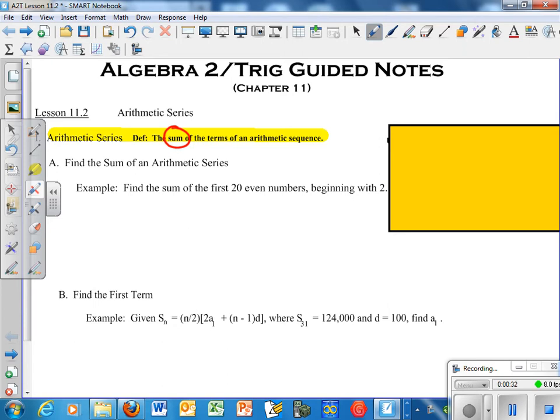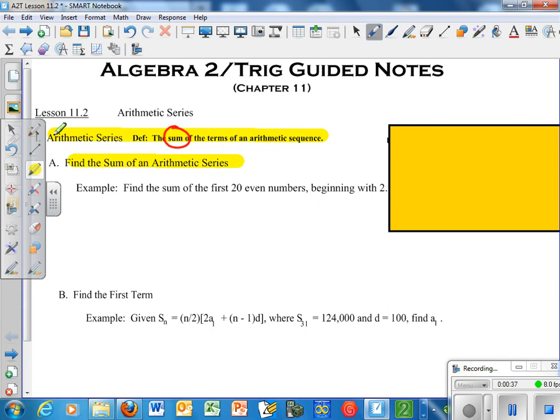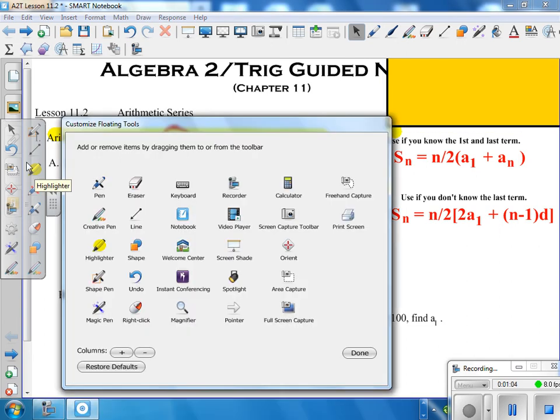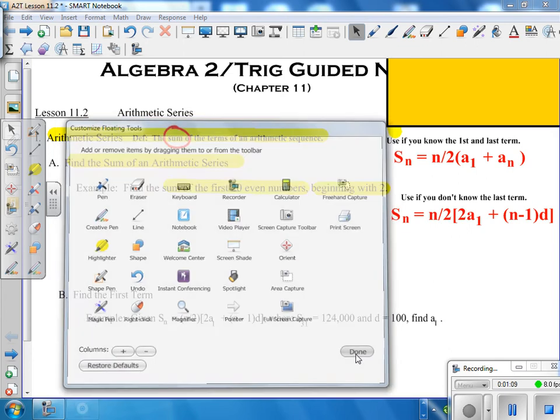Okay? And we'll look at an example here, finding the sum of an arithmetic series: the sum of the first 20 even numbers, beginning with 2. Now, obviously, you could write them all out and add them all up, but we have formulas here. And we're going to look at this one right now. And you need to write these down. There are 2 formulas, and it depends on what we know.